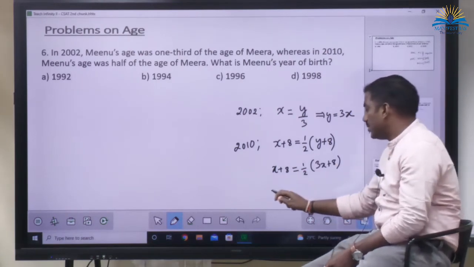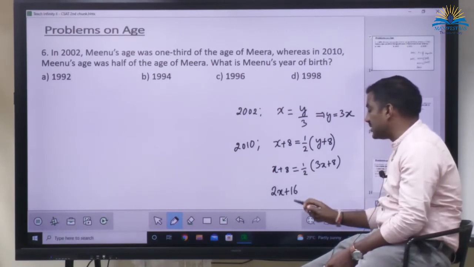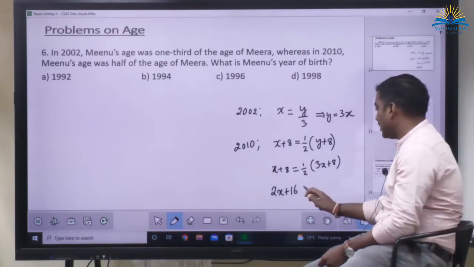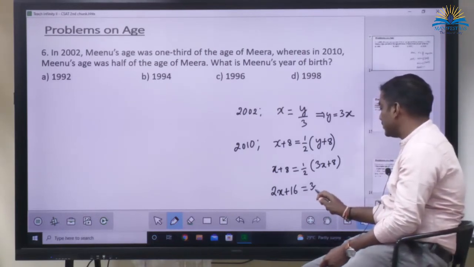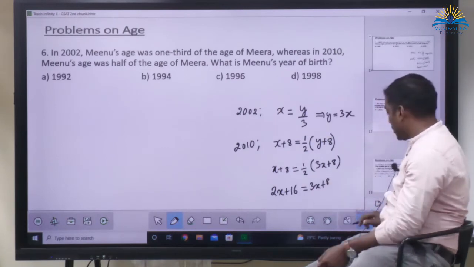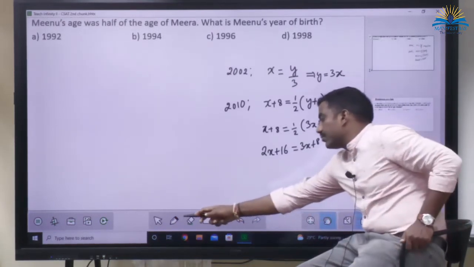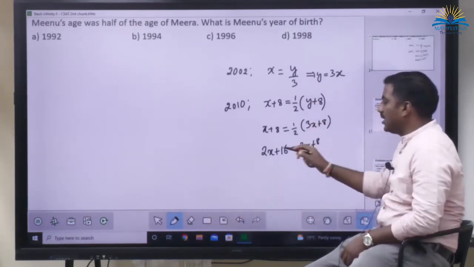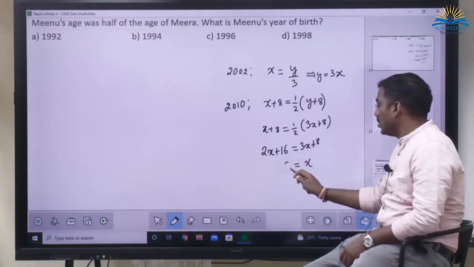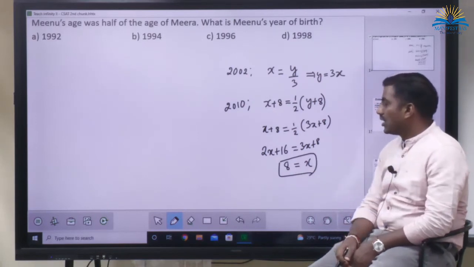Bring it to this side. While multiplying, be careful. You have to multiply with every term. That is the common mistake that people make. 2X plus 16 is equal to 3X plus 8. Now bring 2X to this side. This will become X. X is equal to 8.